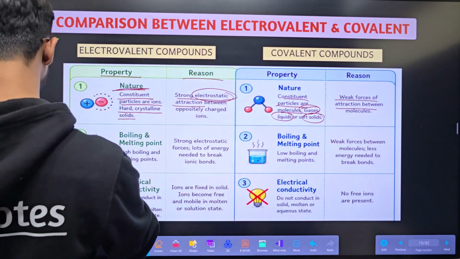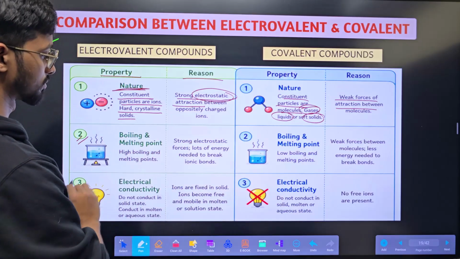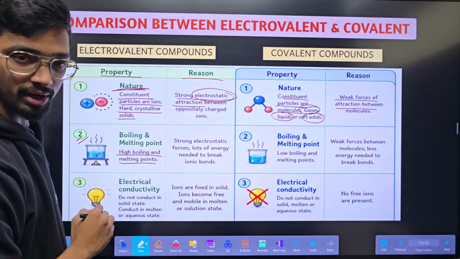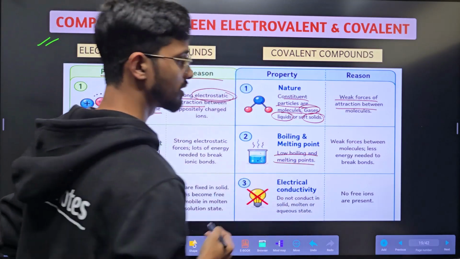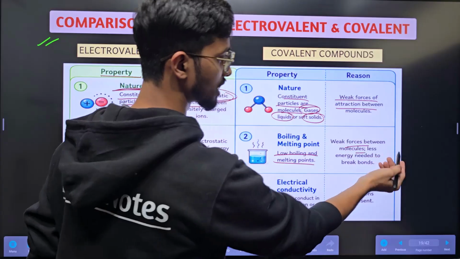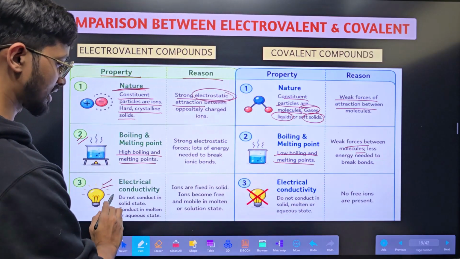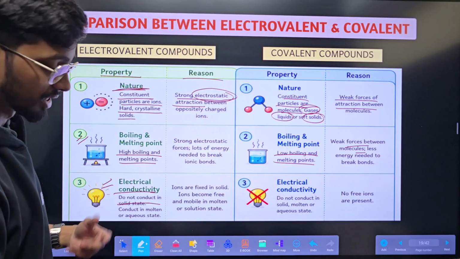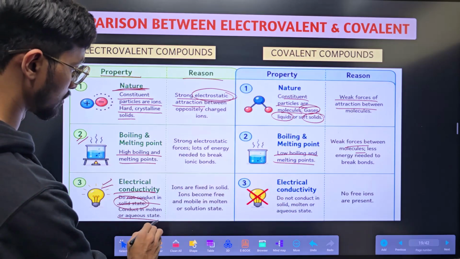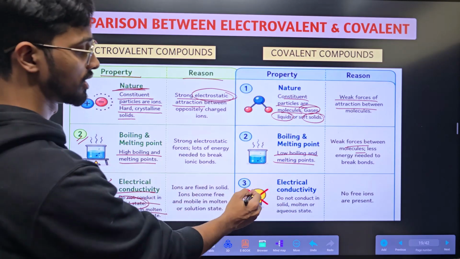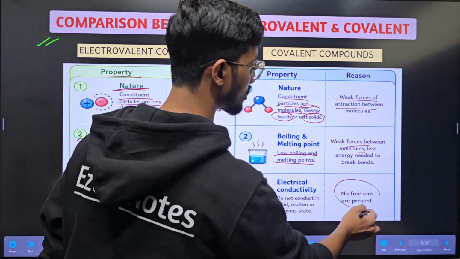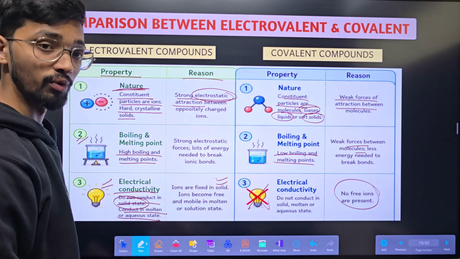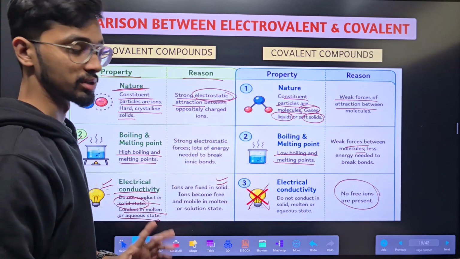Okay. Now, how about boiling and melting point? It has high melting and boiling point because of more force of attraction, right? Here it has low melting and boiling point because of weak force of attraction. Here they conduct electricity, but in solid state they do not conduct electricity. In molten state they can conduct electricity. Covalent compounds do not conduct electricity at all. Why? Because there are no free ions, right? Here there are free ions in aqueous state or molten state.